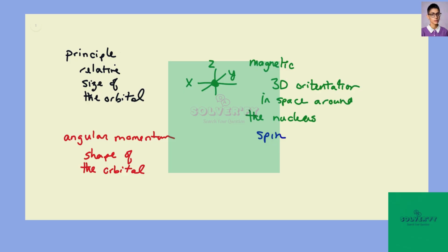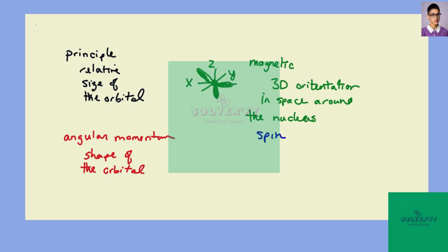Is it sitting exactly in the XZ plane? Is it situated over here in exact line with the positive XY axis? Is it way down here exactly with the negative Z? And so that's what this number is describing.